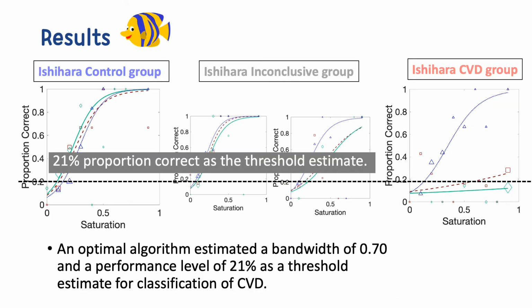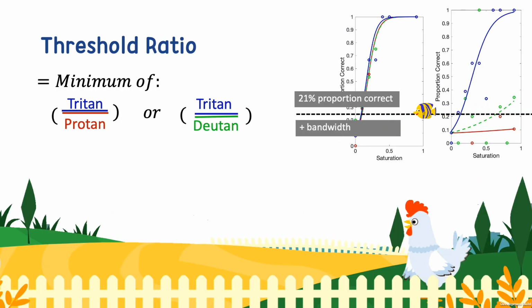To find the best classification for CVD, we used an optimal algorithm to search for the best parameters, and it was identified that a bandwidth of 0.7 and a performance level of 21% as a threshold estimate was the best classification for CVD. So this means that 21% proportion correct is the best threshold estimate to identify who is CVD or who has normal colour vision. Taking the values of protan, deutan and tritan at the 21% threshold, we made a threshold ratio, which was the minimum of the tritan over protan or the tritan over deutan. So the lowest number between these two was taken as the threshold ratio for each child.